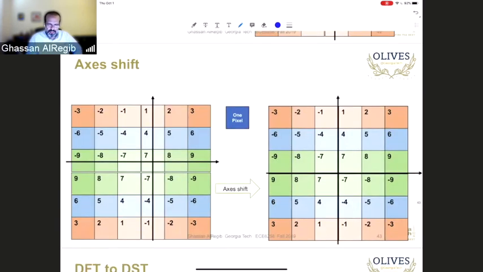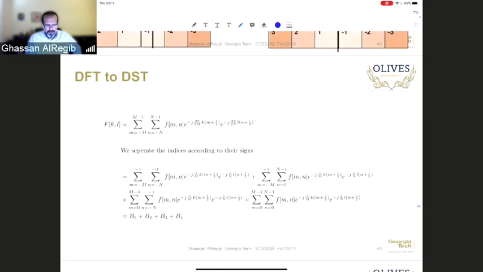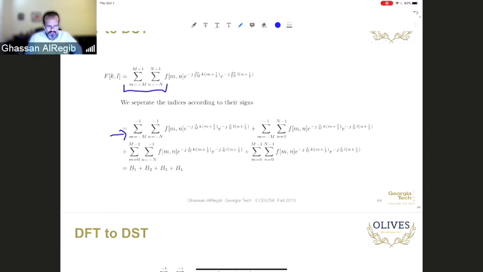Then I do the same shift as before for the axes, and now I have this extended f. And then I do the same operation as before. If you notice the difference, it's the negative signs in this quadrant and in that quadrant. That's the major difference between the extension here and the ones in the DCT case. Now the same operation as before: we apply the forward DFT definition and split it into 4 regions based on the indices for the double summation.